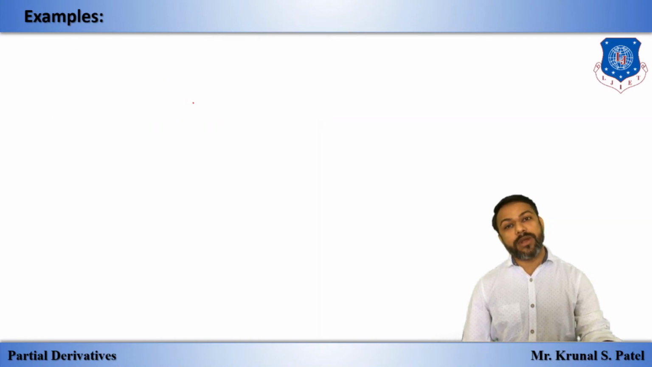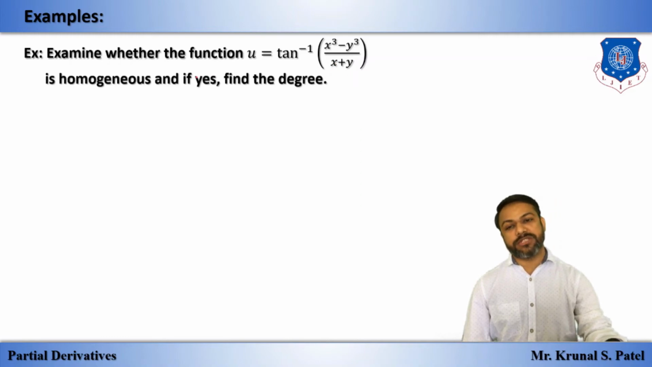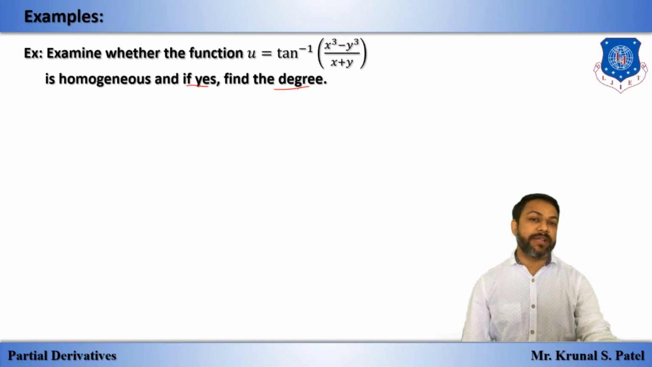Okay, now one more example to understand the homogeneous function. We have this example. Examine whether the function u is equal to tan inverse of x cube minus y cube upon x plus y is homogeneous, and if yes, then find the degree. If no, then we cannot find the degree of the function.